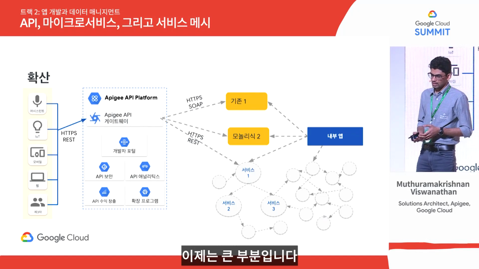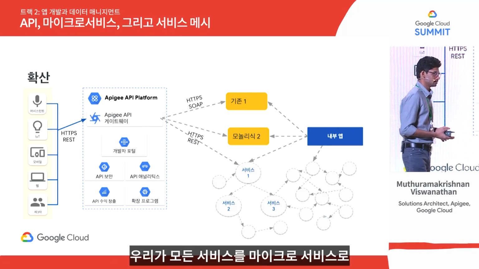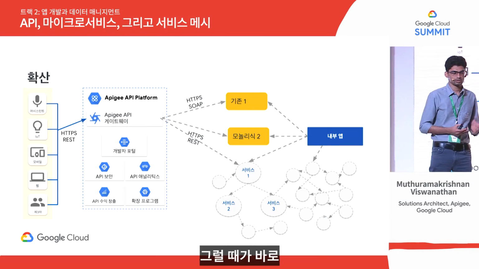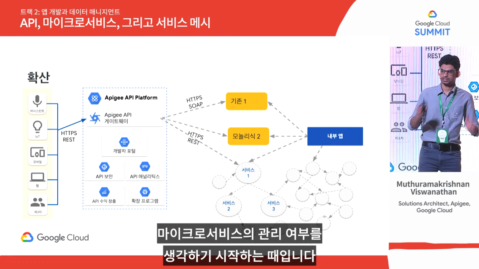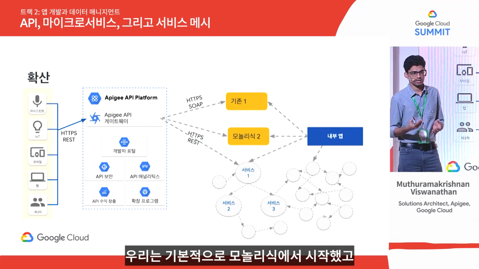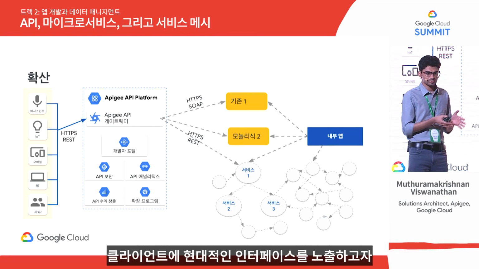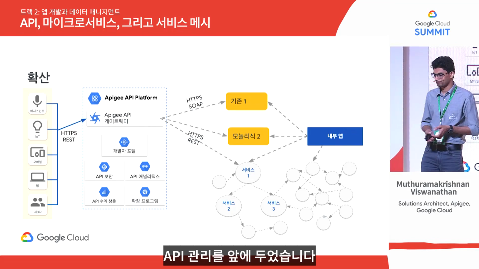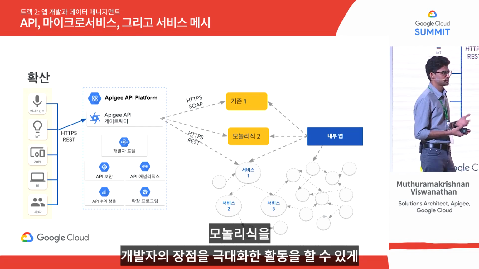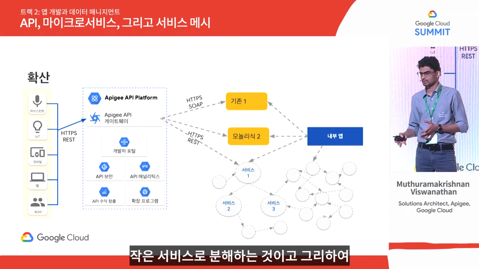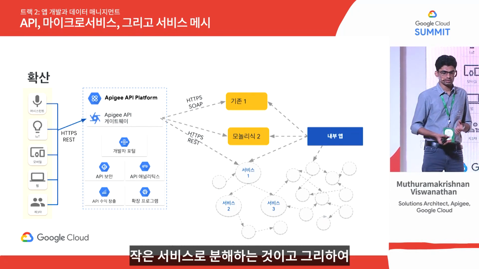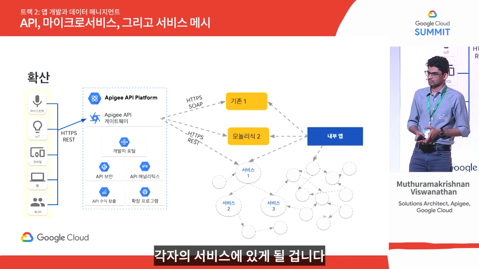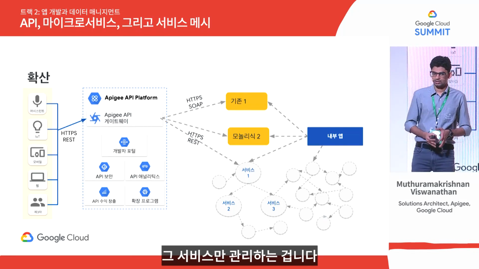So now comes the bigger part, right? As we break down all these services into microservices, you're going to end up with thousands of services coming from the monolith application. This is when we will think about managing these microservices. We basically started from having a monolith, and then we put an API management in front to expose modern interfaces to the clients, like Google Assistant or your mobile applications. And then later we thought, okay, the best way is to break down this monolith into small services that give developers the best productivity. Developers can work in different teams, use their own languages, and each will be its own service, right? And all you need is to manage these services and not a single monolith application.